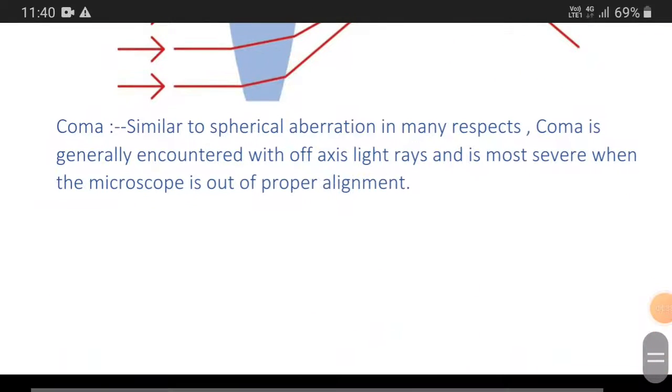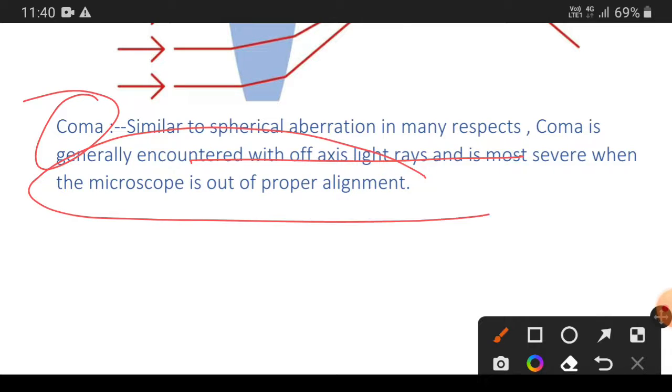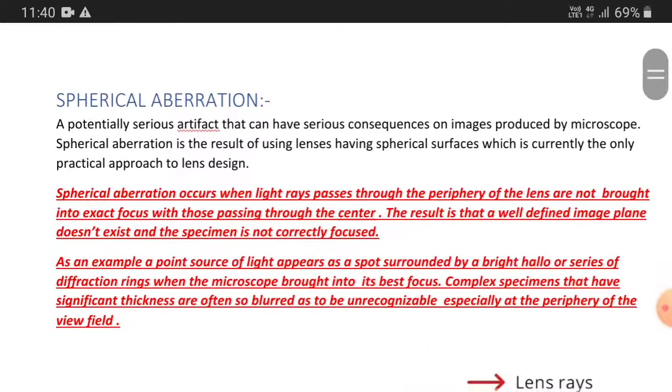So another important defect is coma. Coma is similar to spherical aberration, and coma is especially encountered with off axis light rays, and is most severe when the microscope is out of proper alignment. So that is spherical aberration and coma. Both are similar.